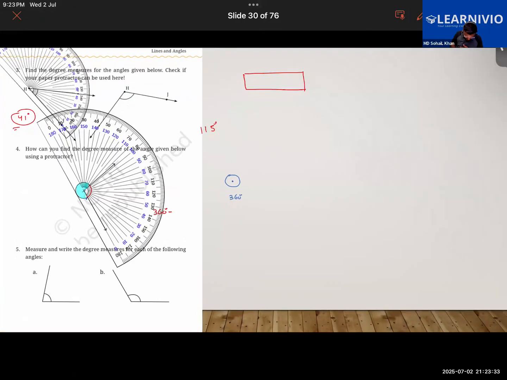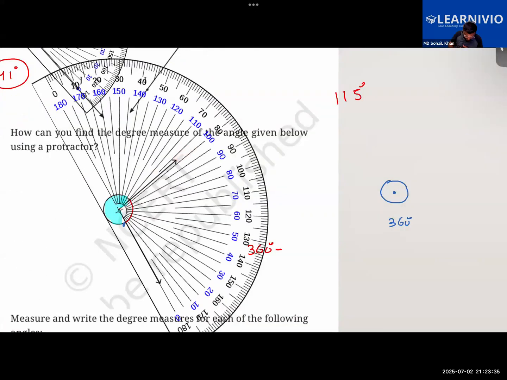So this line is passing from here now, right? If you were to draw it further, we find out that it is passing somewhere around 103, maybe 103. So this much angle is 103. So how much will be the other one? That's 360 minus 103. Understood the logic here? Yes, sir.